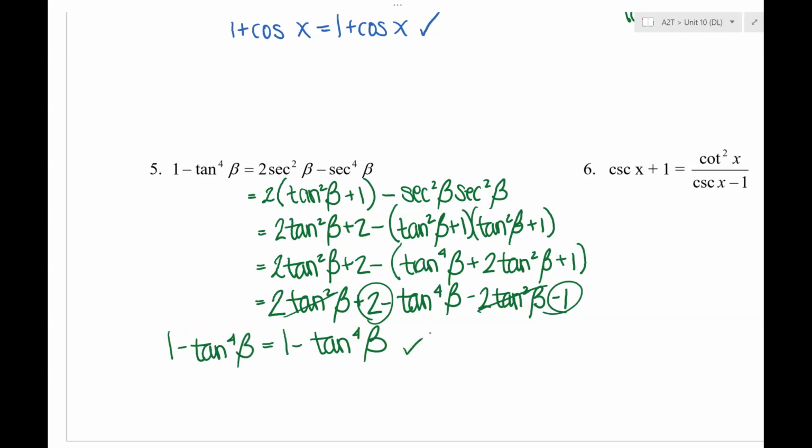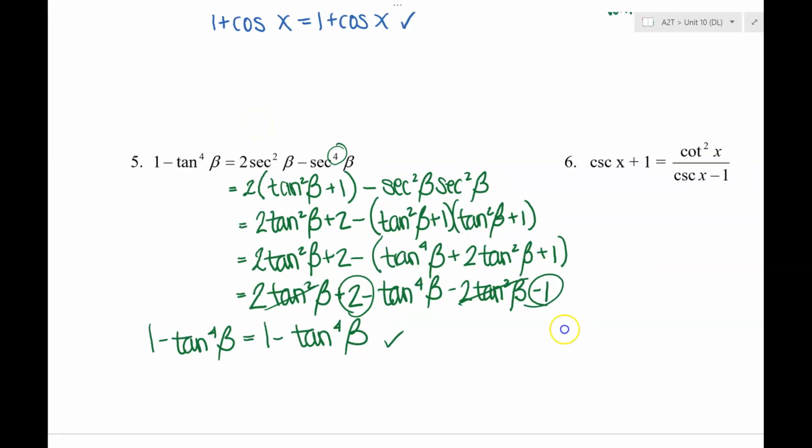Something to keep in mind though, if you didn't want to do that, which it wasn't too bad, but if you didn't see that this had to be split, you could have foiled it or factored to 1 minus tangent squared beta times 1 plus tangent squared beta. This becomes secant squared beta, and you could have gone from there. Okay, if you guys would like to see how that was done, just email me, let me know, and I'll do it on a separate video, okay?